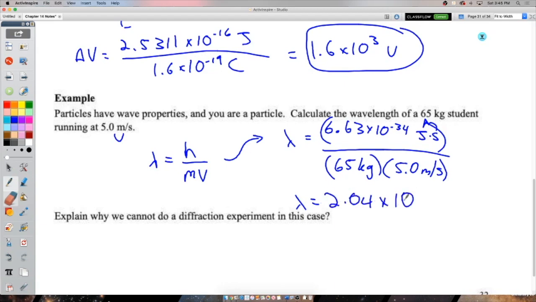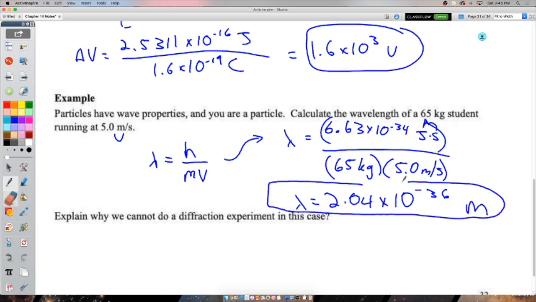2.04 times 10 to the negative 36 meters. Okay, so this is actually about 1% of a Planck length. So you see why the world does not seem to be very quantum for you, right? Your wavelength is smaller than something that's even actually meaningful to talk about in terms of length. So yeah, you've got a de Broglie wavelength, but it's so small that the smallest thing we can even meaningfully conceptualize in physics is 100 times bigger than it.